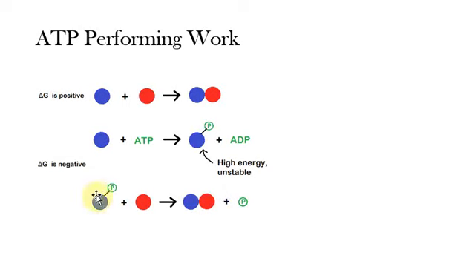And then it'll go on and do this reaction where this phosphorylated blue molecule will react with the red molecule to form that end product that it wanted, and then a phosphate group. So the net reaction is the blue and the red combine, and ATP breaks down into ADP and phosphate. Because it's breaking the ATP down into ADP and phosphate, the reaction as a whole is spontaneous. It has a negative delta G. And so really, metabolism is as simple as that.